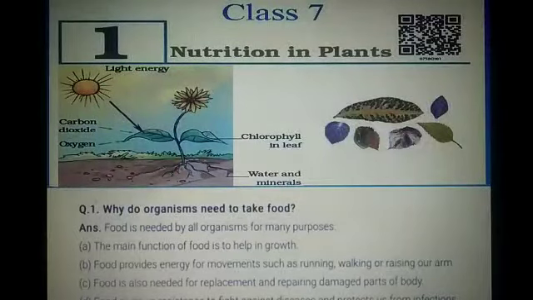Hello student, in my previous video we completed the first chapter of science, nutrition in plants. Today we are going to start the exercise of this chapter. So all the students, open your notebook, write all the question answers in your notebook and after that learn it. So we start from the first question of this chapter.